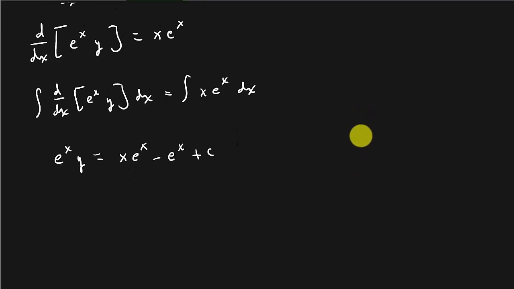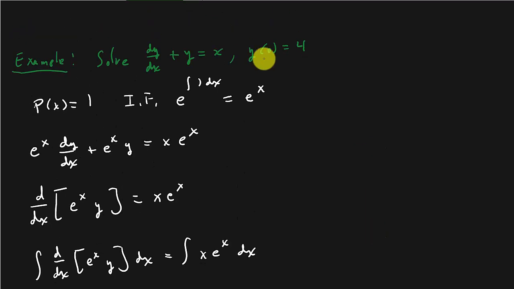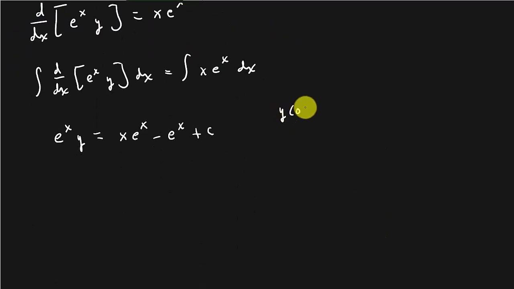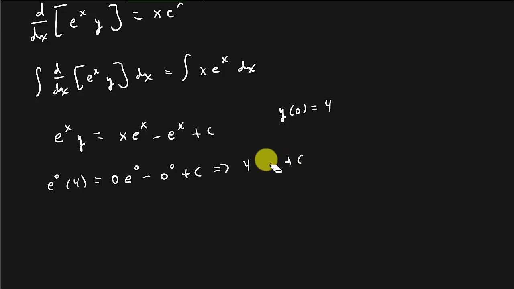And so remember, we had y of 0 equals 4. So, I mean, we can actually just go ahead and solve for c if we want to. That would be what? e to the 0 times 4 equals 0 e to the 0 minus e to the 0 plus c, which means we get 4 equals negative 1 plus c, which means c is equal to 5.